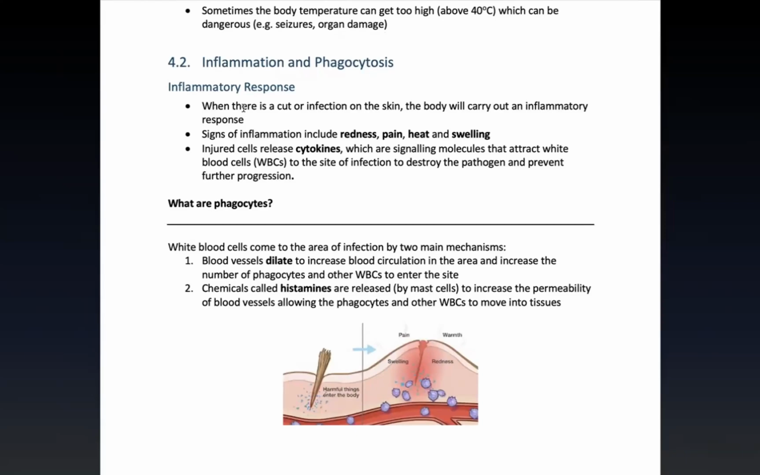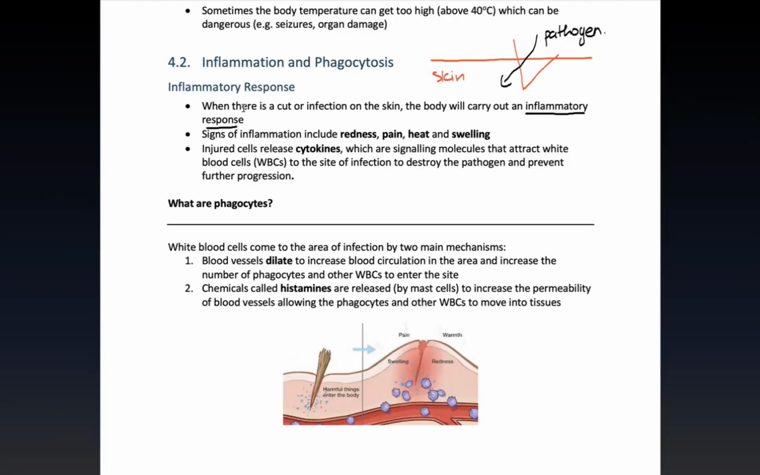So we talked about before, right? If we have a skin here, and let's say there is a cut in the skin, then there is a potential for pathogen or anything to enter in through here. And in these scenarios, our body can carry out an inflammatory response.